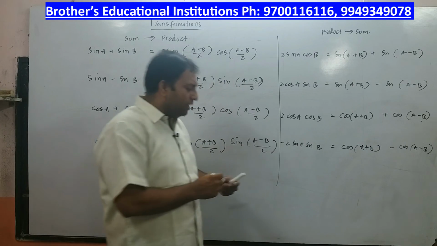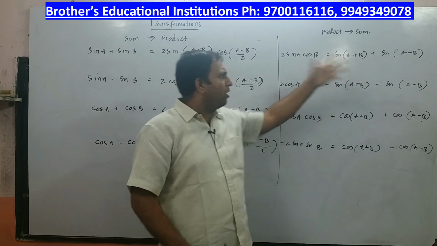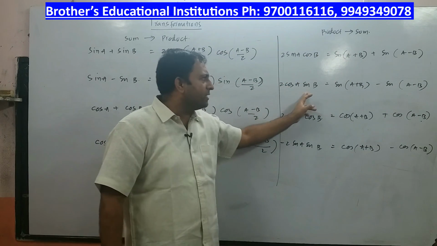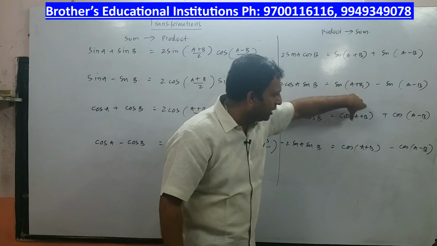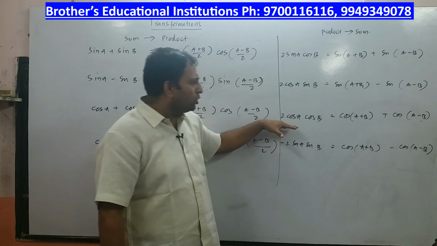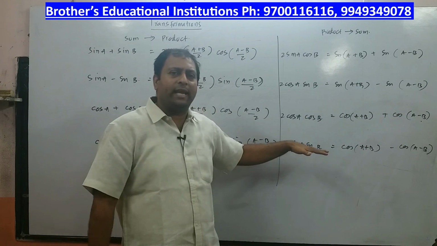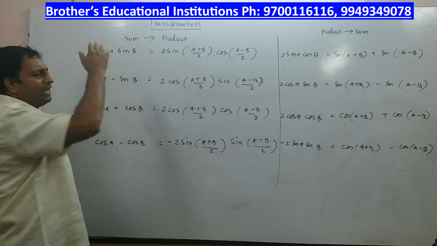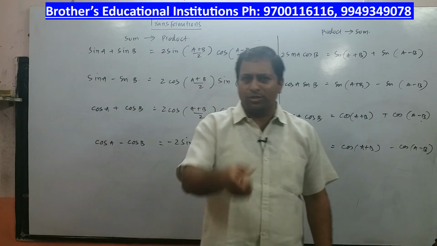So how do you read this? 2 sin A cos B is sin A plus B plus sin A minus B. Or you can simply read as 2 sin A cos B, sin plus sin. 2 cos A sin B, sin minus sin. First 2 sin plus sin, sin minus sin. Second 2 cos plus cos, cos minus cos. So 2 cos A cos B or 2 cos cos is cos plus cos. Minus 2 sin sin is cos minus cos. So learn this formula by heart: sin plus sin, 2 sin cos; sin minus sin, 2 cos sin; cos plus cos, 2 cos cos; cos minus cos, minus 2 sin sin.